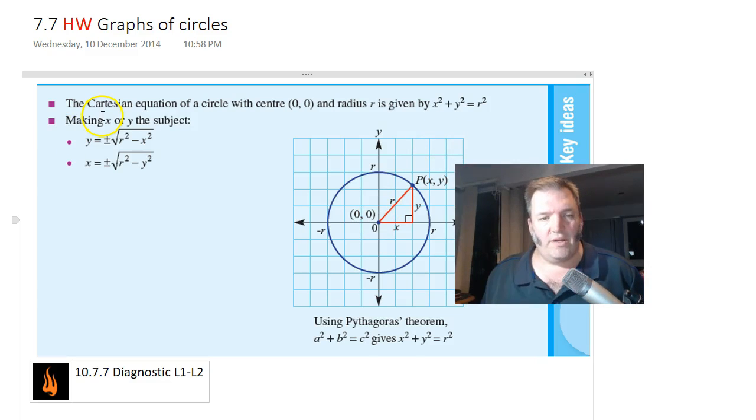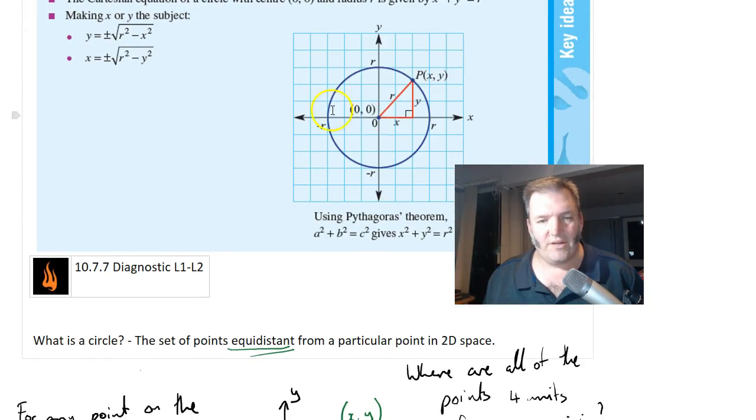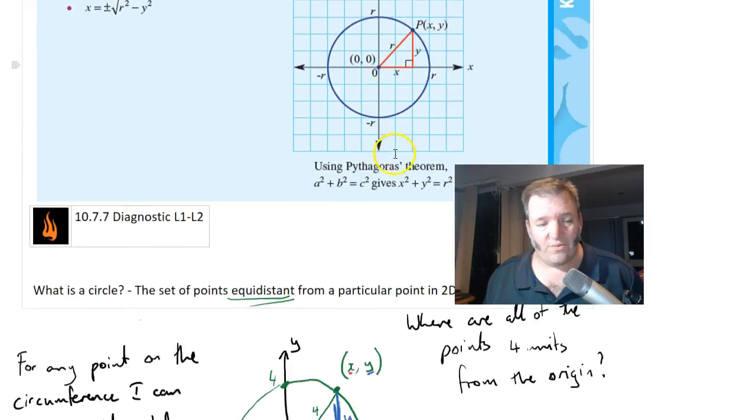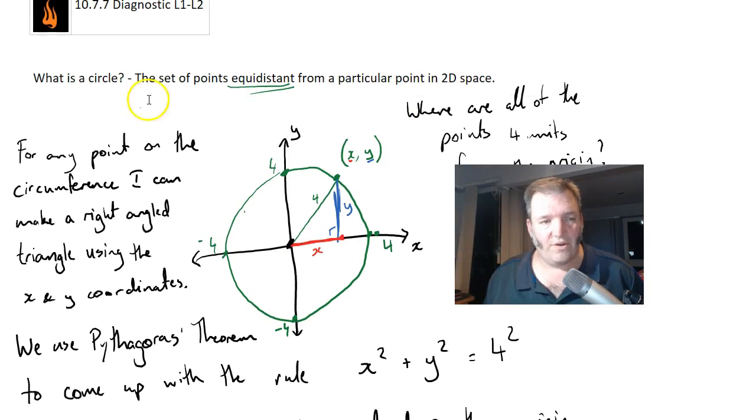So, a circle, the basic equation is x squared plus y squared equals r squared. R is the radius. This would give me a circle with a center at 0, 0, at the origin. And you can see there in the little graph what it looks like. How does the equation work? Well, we went through a little explanation of what it is.